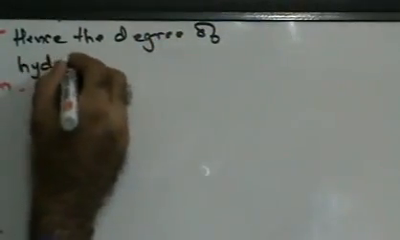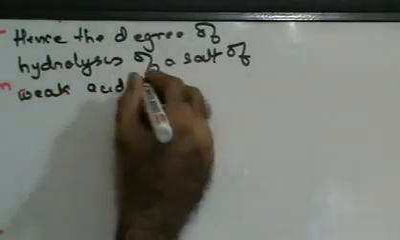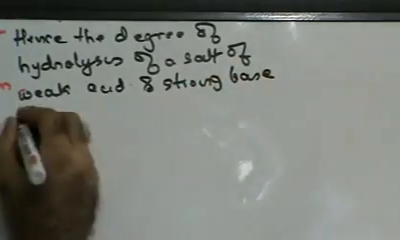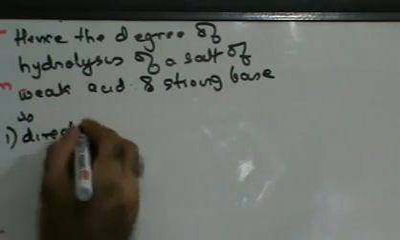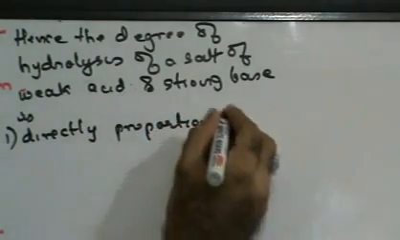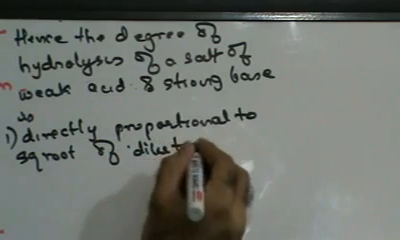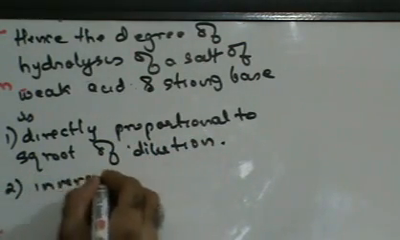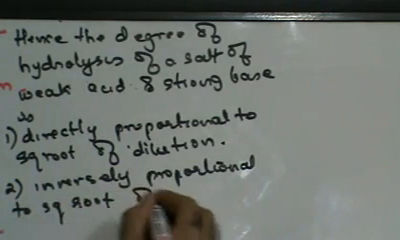So from this what we understand is, hence the degree of hydrolysis of a salt of weak acid and strong base is directly proportional to the square root of volume, that is, directly proportional to square root of dilution, volume is dilution, and is inversely proportional to square root of concentration. Right?